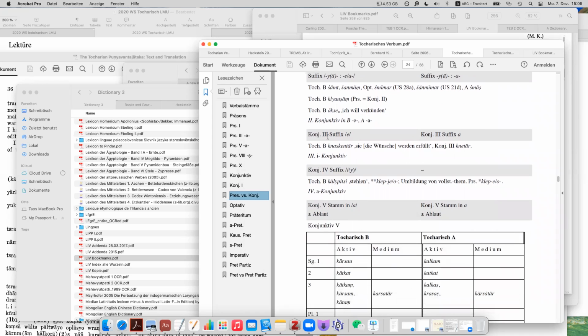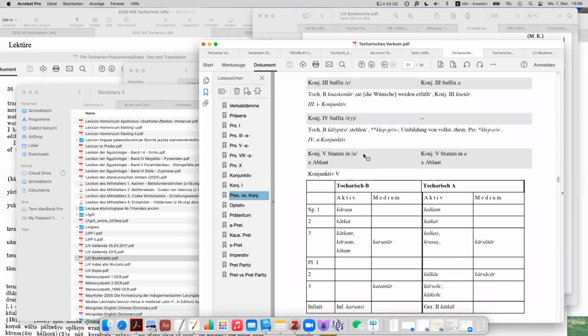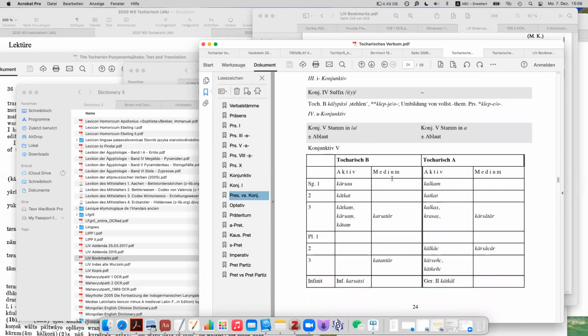And then the third class is also with the suffix a and r, but the fourth class is different. The fourth class is only preserved in Tocharian B, and then the fifth class is also the r here, but with upload. So check it. For the subjunctive, we actually have upload for the different forms.